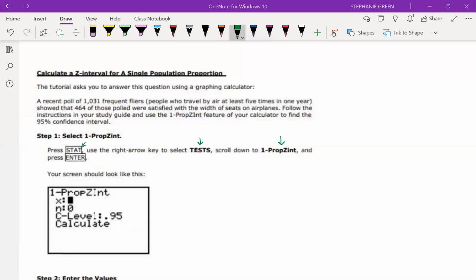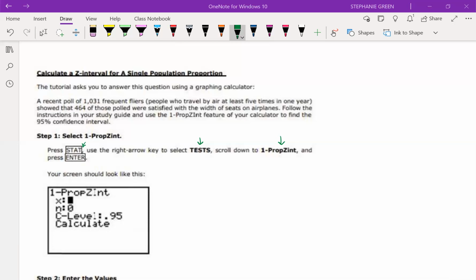Clear that out. So I turn it on there. Okay, I click the stat button here, move over to tests. And I'm going to look for 1 prop z interval. So I see 1 prop z test. We're not doing a hypothesis test though, we're doing an interval. So 1 prop z interval right here. It's my option A. Again, depending on your calculator, it may not be A though, so make sure you double check and scroll down. So I'll click enter there, and it asks me for some information.